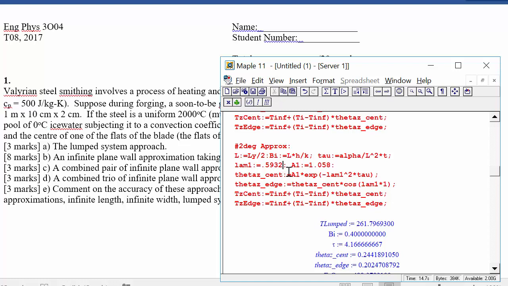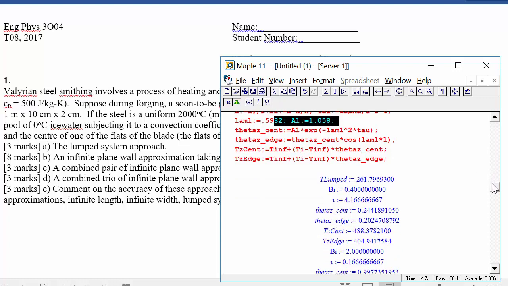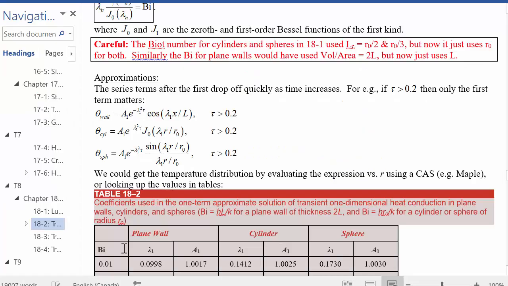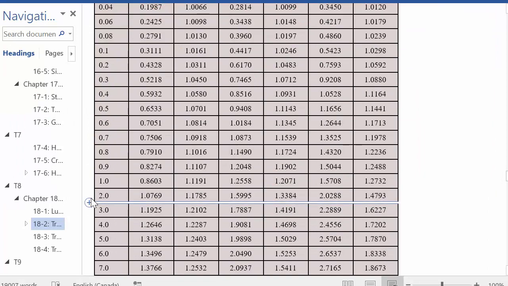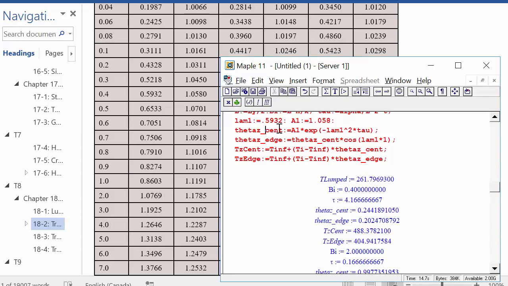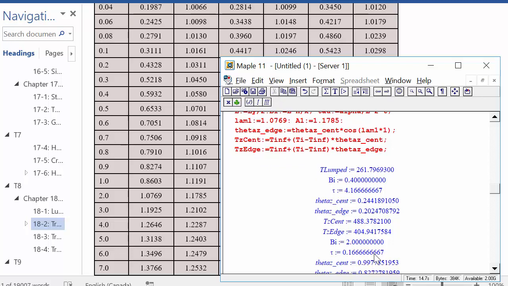Okay, so we need to look these up again for the new Biot number of 2. And if we go back to our notes here, a Biot number of 2 gives us a lambda 1 of 1.0769 and an A1 of 1.1785. Okay, now we're not going to use this to recalculate theta z at the center and theta z at the edge. No, we're just going to figure out theta y at the center.